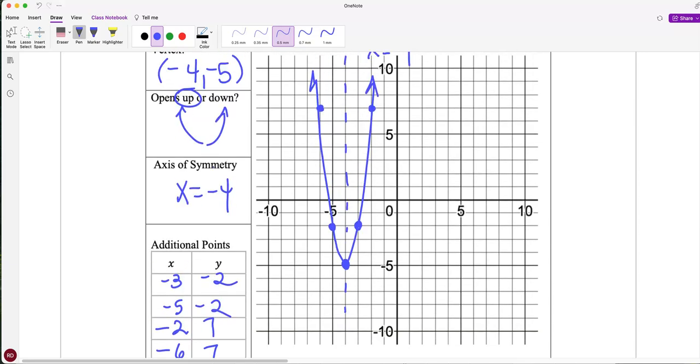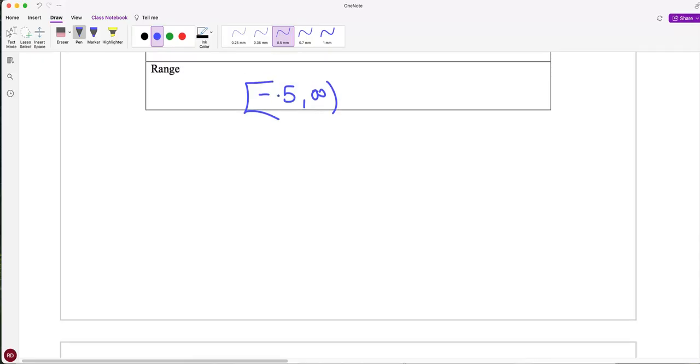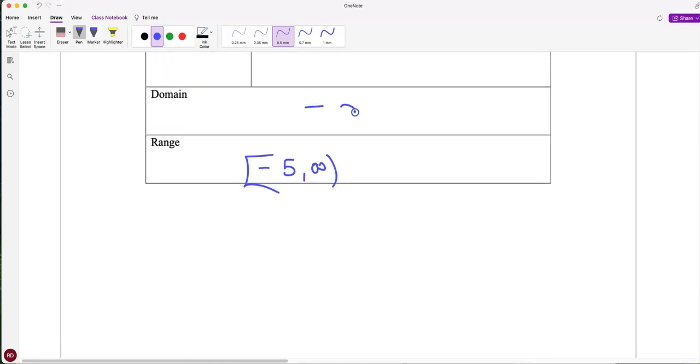And the range of that is going to be -5 to infinity. So -5 to infinity is the range. And the domain, as always, for all of these is -infinity to infinity.